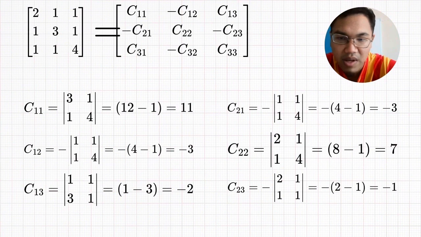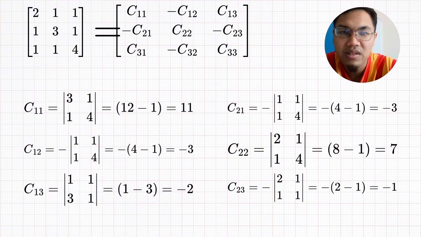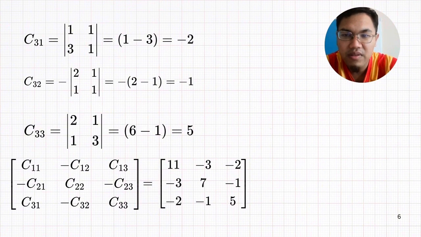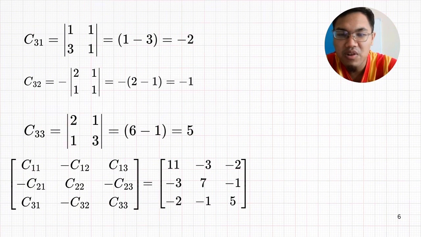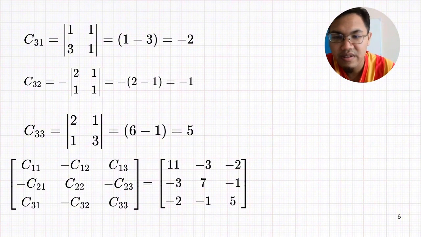In this method, we need to put a minus sign before some of them, for C12, C21, C23, and C32, because that is the formula, we need to negate them to get the real answer. Next, after we find all the answers for every row and column, we put them back into the formula. Like I do this.